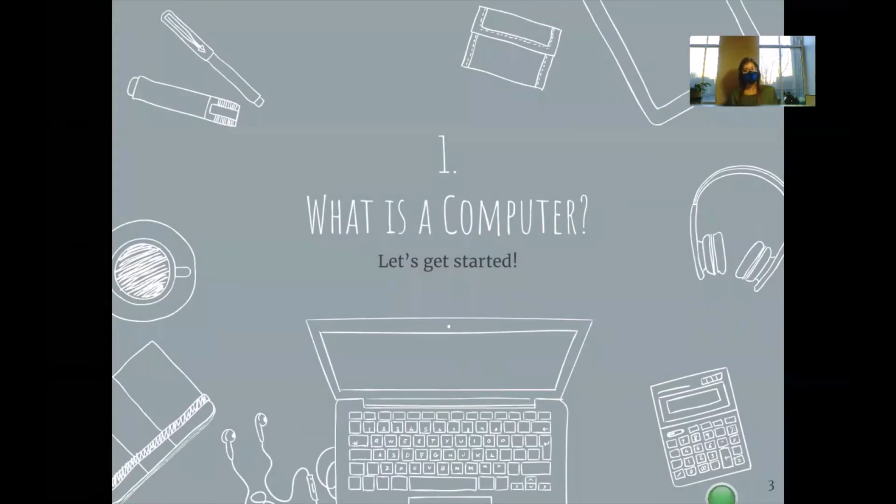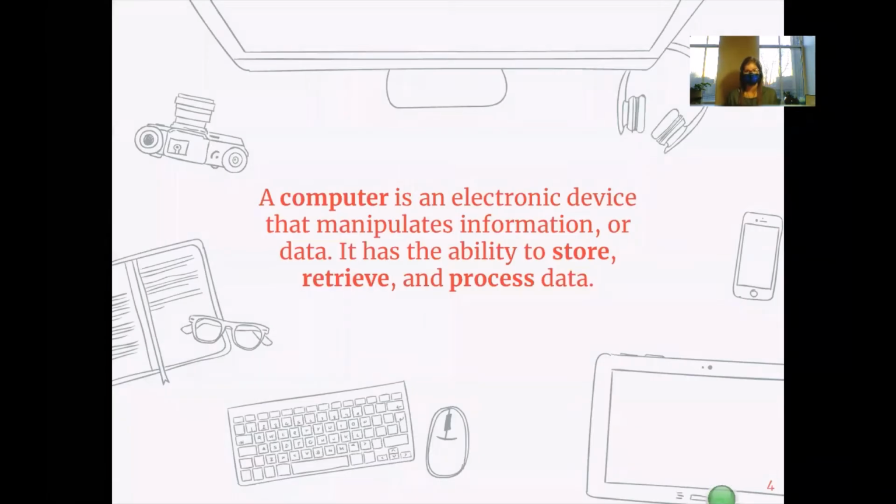First things first, what is a computer? A computer is an electronic device that manipulates information or data. It has the ability to store, retrieve, and process data. You may already know that you can use your computer to type documents, send email, play games, and browse the web. You can also use it to edit or create spreadsheets, presentations, and even videos.